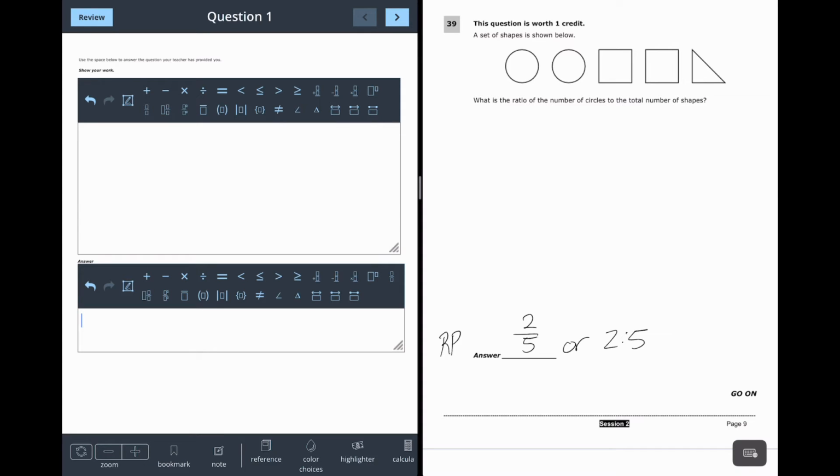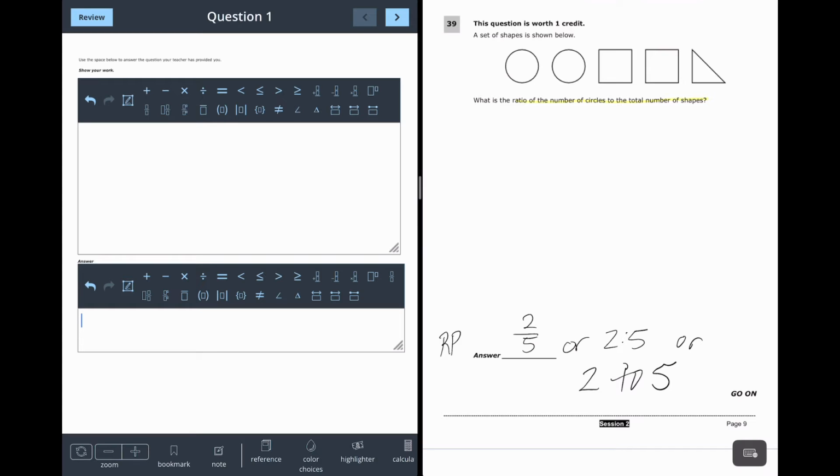39 is another actually really simple 1-point question. The question is asking us which ratio of number of circles to total number of shapes. And the two answers are either 2/5 as a fraction, or you can put it with a colon, 2:5. That's all you would really need for this one.